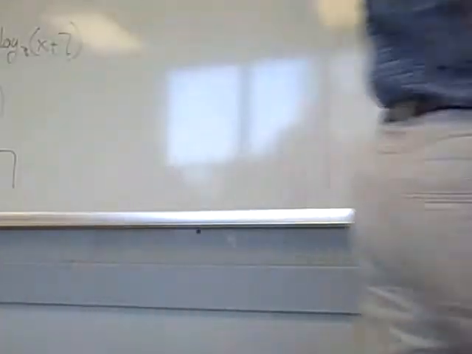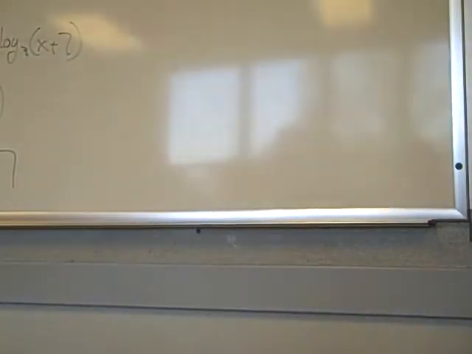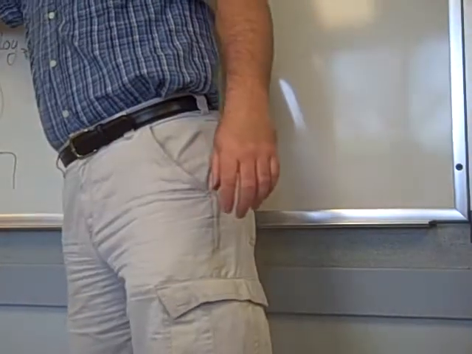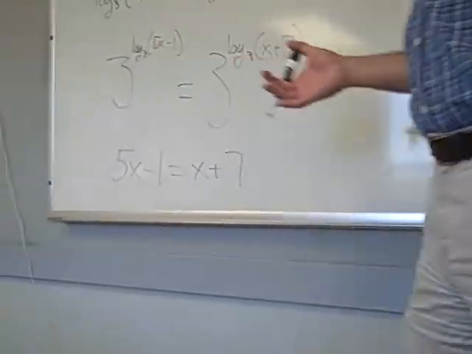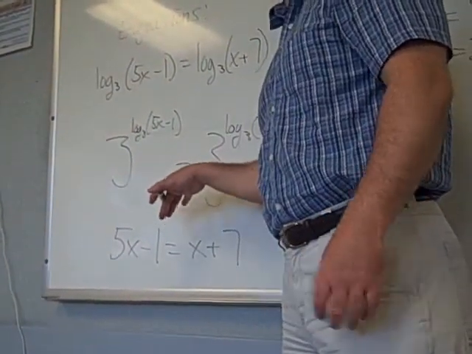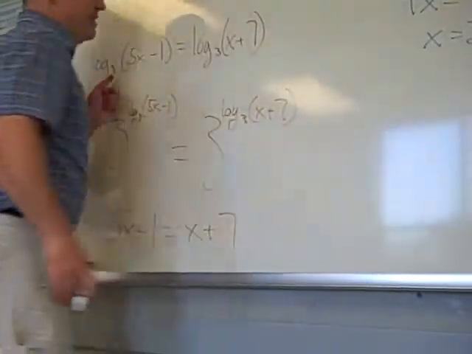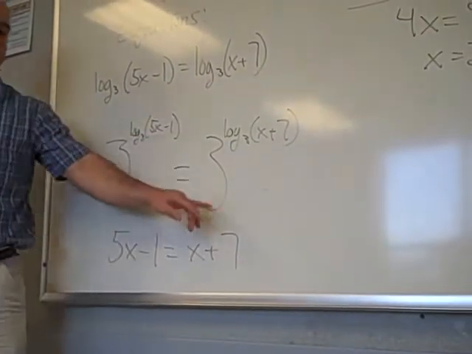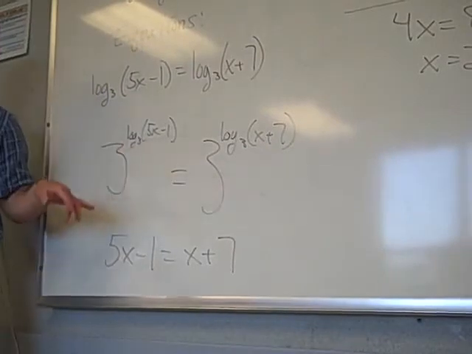What made this one relatively easy? Looking at this very beginning, they crossed each other out. That only worked because these bases were the same. If these bases had been different, I couldn't have raised them up. Like if this had been 5 and this had been 4, I can't make this one 5 to the logarithm and this one 4 to the logarithm. I can only do it if it's the same base.